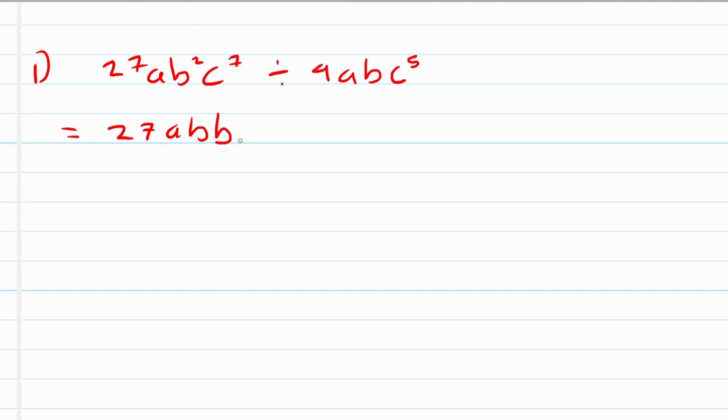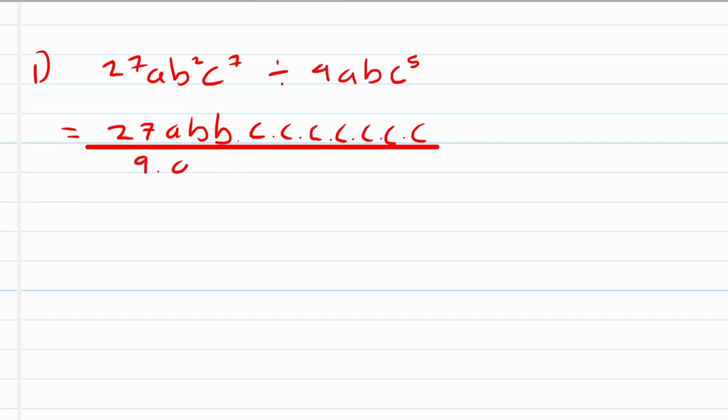A times b times b times c times c times c times c times c times c. We're at 6 c's all the way there. Okay. This is technically what's written at the numerator. If we go to the denominator, it would be 9 times a times b times c times c times c times c times c. Well, that's a mouthful, right? Now remember, you don't have to write it out like this every time you do the expression. I just want to show you the principle.